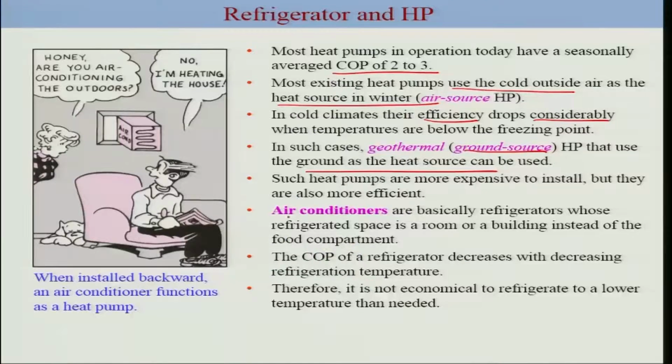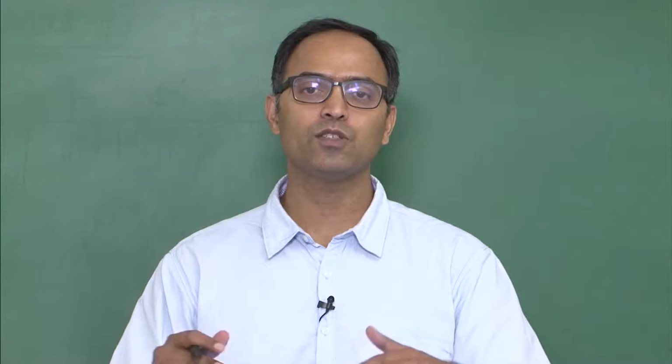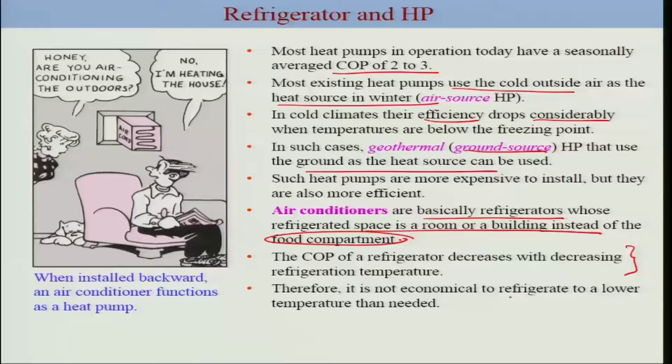Air conditioners are basically refrigerators whose refrigerated space is a room or building, as I already mentioned, instead of the food compartment. The COP of a refrigerator decreases with decreasing refrigeration temperature, which essentially means that it is not economical to reduce the temperature you want to keep for the refrigeration. So refrigerating to a lower temperature is not sensible at all.